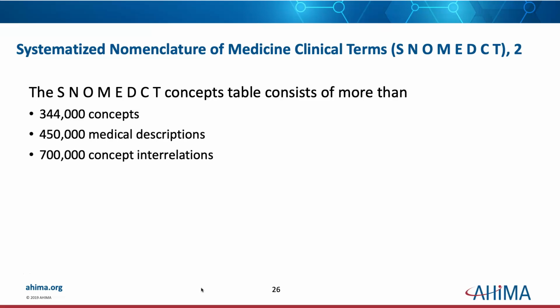344,000 concepts, 450,000 medical descriptions, and 700,000 concept interrelations, each of which has a unique meaning and format definition. It also contains description tables with more than 1 million language descriptions or synonyms, and a relationship table that contains over 1.3 million semantic relationships. These relationships are important to data retrieval.